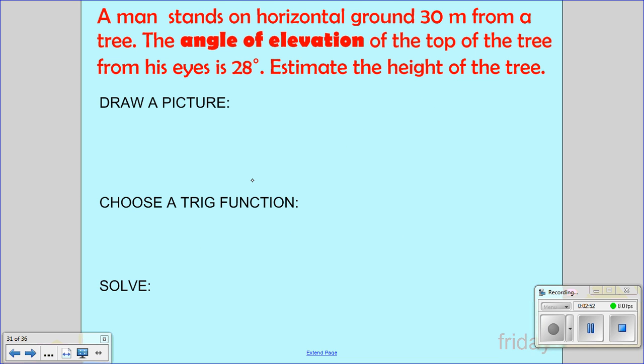A lot of these problems we're about to deal with are word problems. So if there's not a picture already drawn, it's very helpful to draw a picture and make sure you draw it correctly.